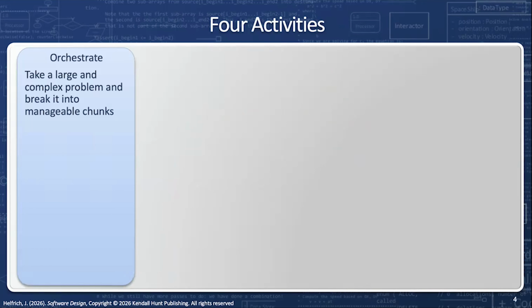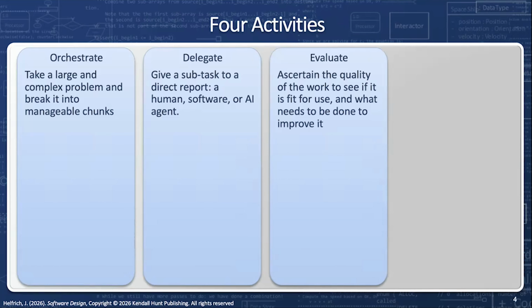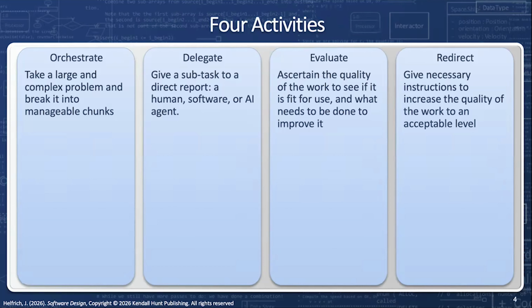Activity number one is orchestrate. We need to be able to take a large and complex problem and break it up into small and manageable chunks. Step number two, we need to delegate. We need to take one piece of that large problem and give it to a human, software, or AI agent to do it. Third, we have to evaluate. We have to ascertain the quality of the work to see if it's fit for use and what needs to be done to improve it. And finally, we need to redirect. If one of our agents does not perform good enough quality work, we need to be able to help them and guide them through the process so they do.